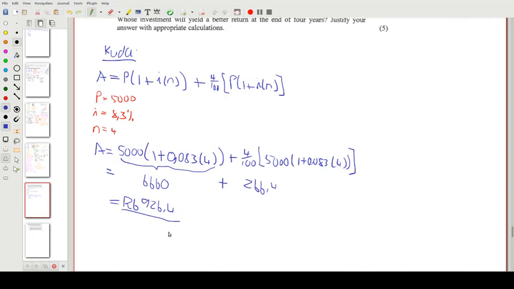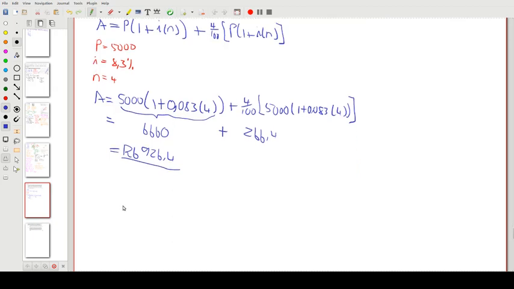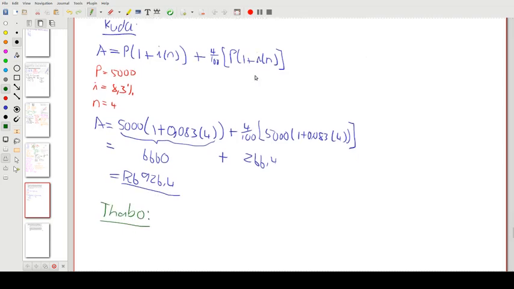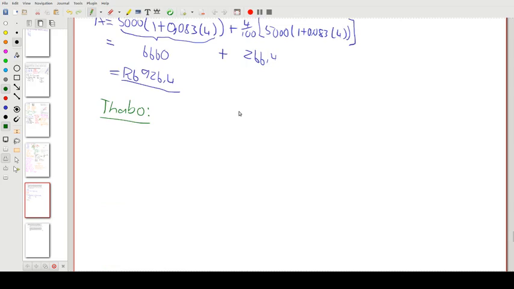Now let's look at Tabo. So we'll do him in green. Tabo in green. So there he is. Now let's read his information again. Tabo invests his money in an account that pays interest at 8.1% per annum, compounded monthly. It says compound interest of 8.1%.